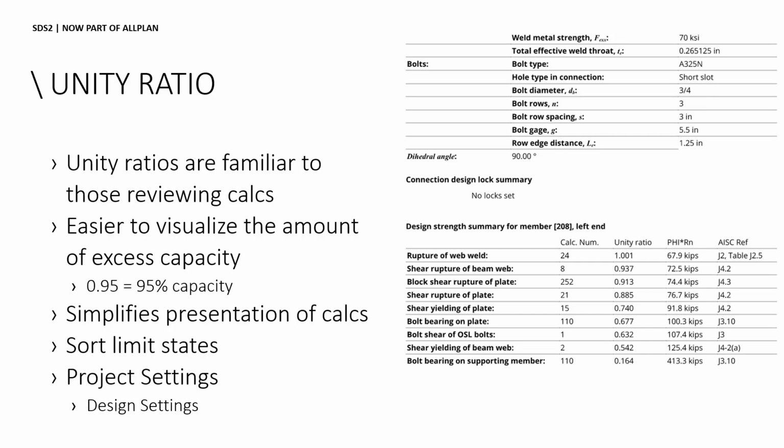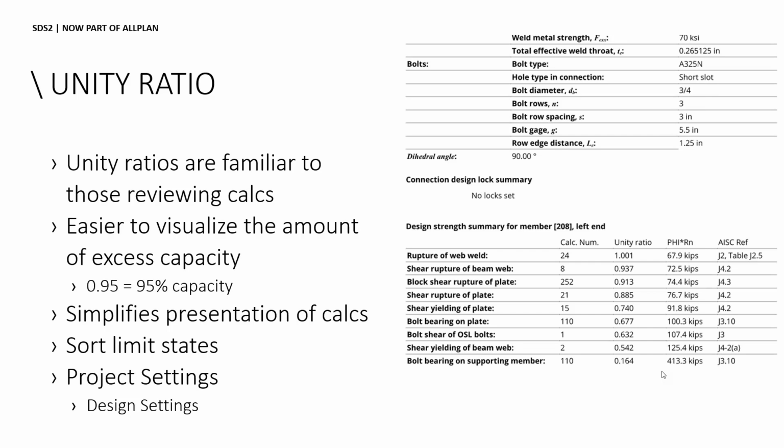One good feature of this is you'll see some of the presentation of our load calcs simplified greatly, so we can just directly calculate interaction formula on our calcs that involve interaction. It also lets us sort the limit states from most used to least used. So in this example here, you'll see rupture of web weld was the controlling limit state, with bolt bearing on supporting member being the least concern. That kind of summarizes it. Yeah, perfect. Very good.